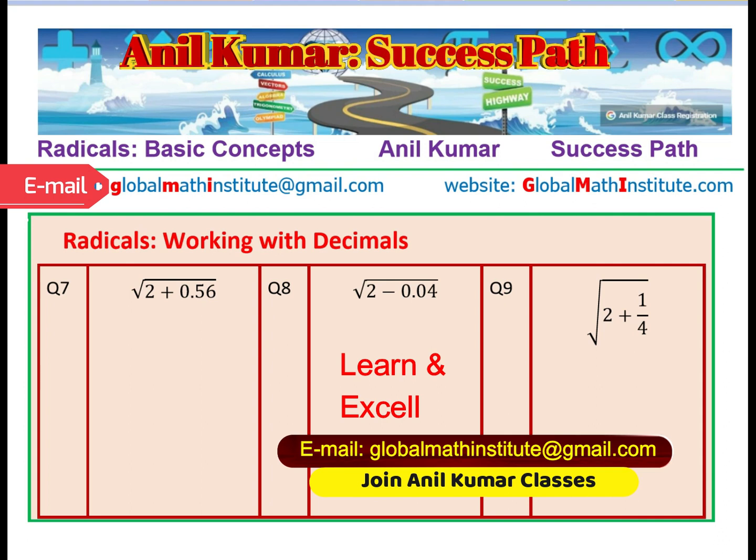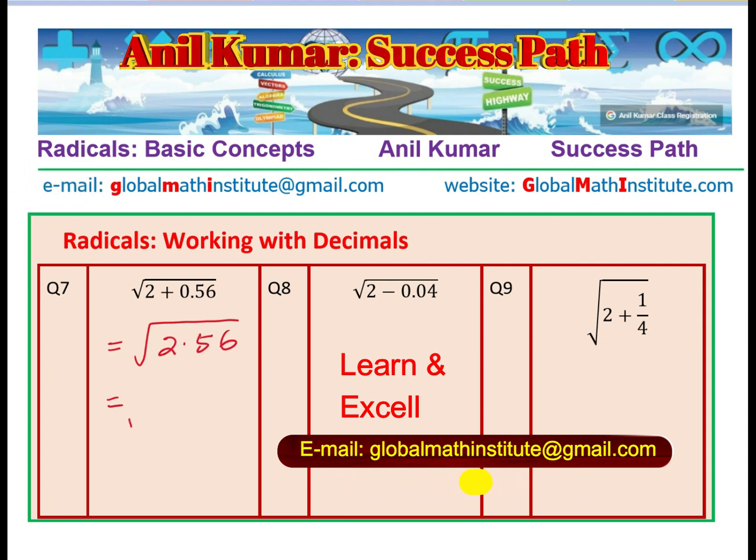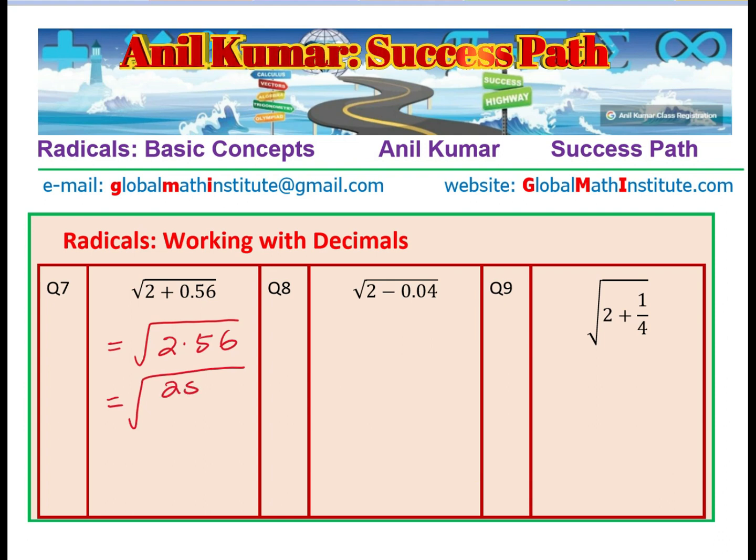Well, we have square root of 2 plus 0.56. You can combine them, right? So it becomes 2.56. Well, now you can convert it to 256 over 100 and get your answer, correct? So square root of 256 over 100 is what?